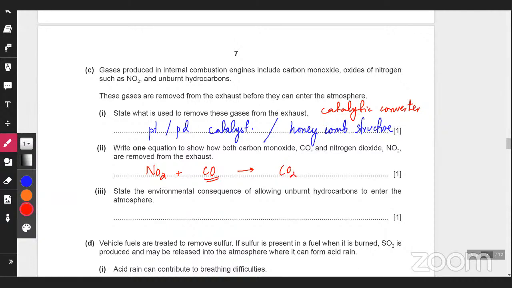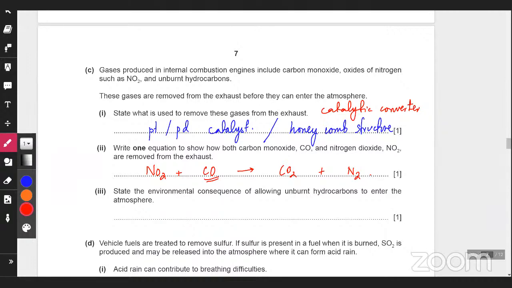Although it is also a pollutant, it causes global warming, but at least it's not poisonous. The nitrogen oxides get converted into nitrogen gas. You can balance this equation. That's the reaction that would be happening in the catalytic converter.